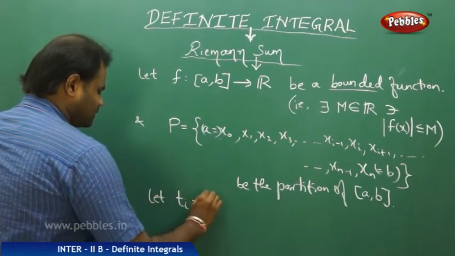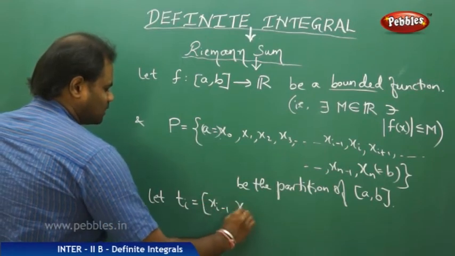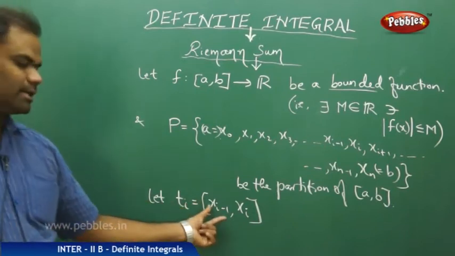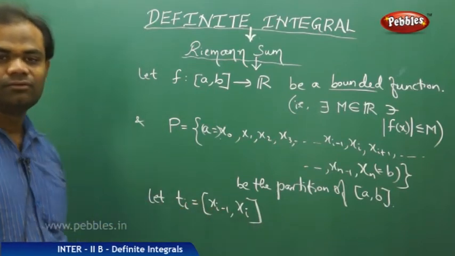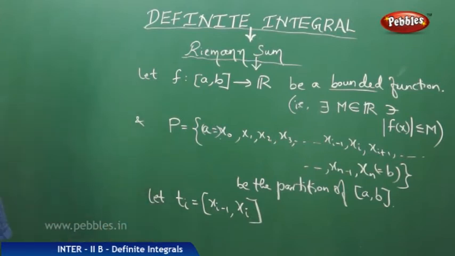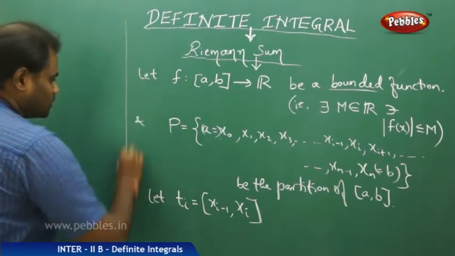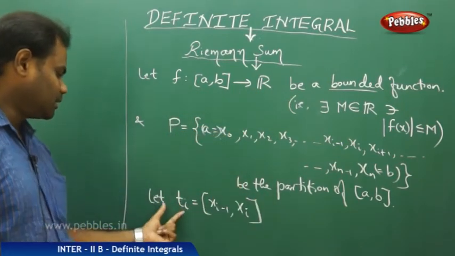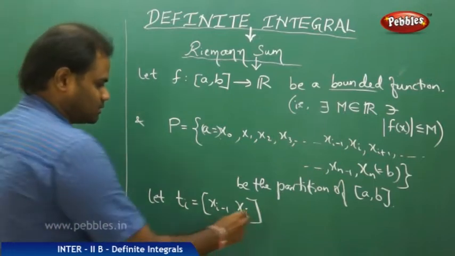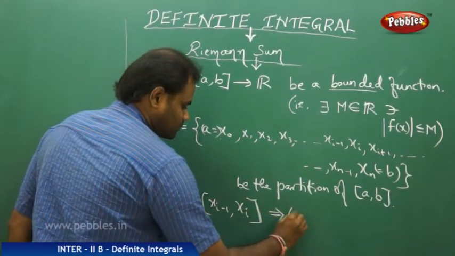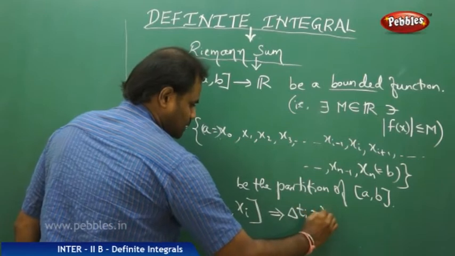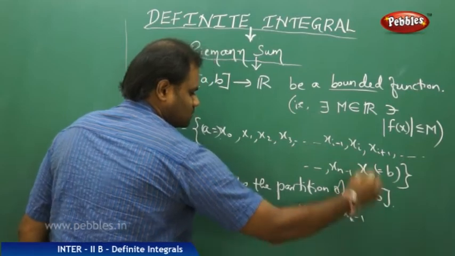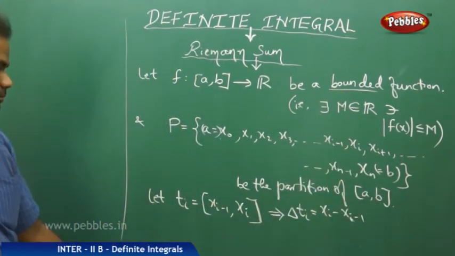Let me take some interval Ti, the closed interval [x(i-1), xi]. So I assume the interval Ti as [x(i-1), xi], for which I am going to define the Riemann sum. With the assumptions of f being a bounded function, P a partition of [a, b] and the interval Ti, we know that the length of the interval, delta Ti, is nothing but xi minus x(i-1). This is how we define delta Ti.